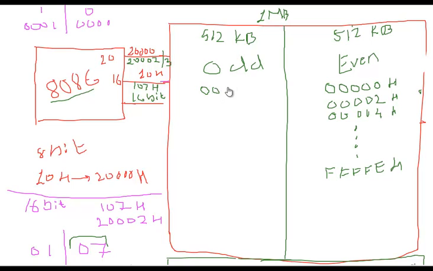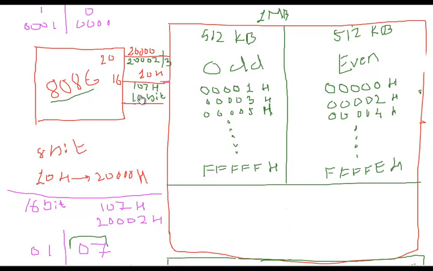and the odd bank contains all the odd locations of the memory. 00001, 00003, next is 00005H, and the last location is FFFFF. So this way they divided the whole memory and brought the facility that we can select two locations at the same time.